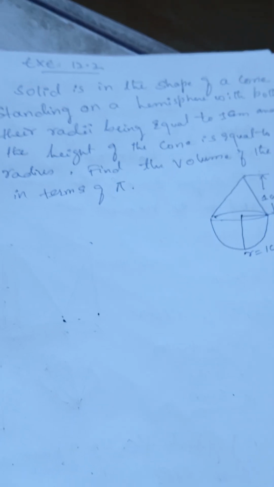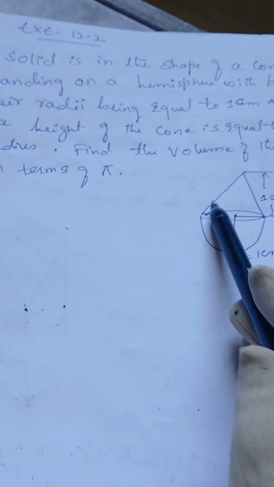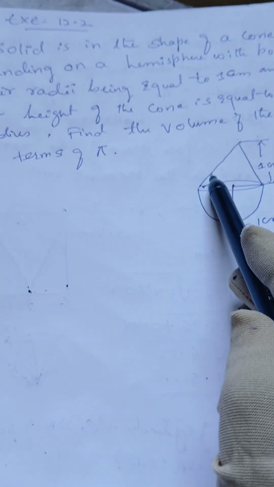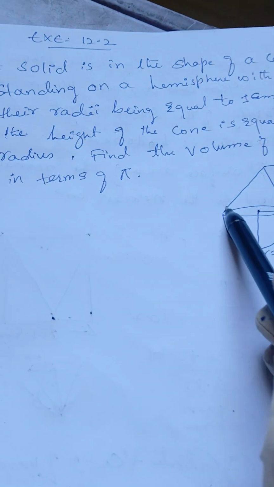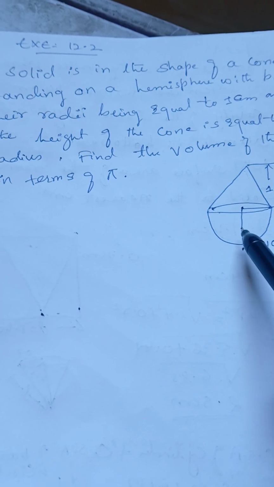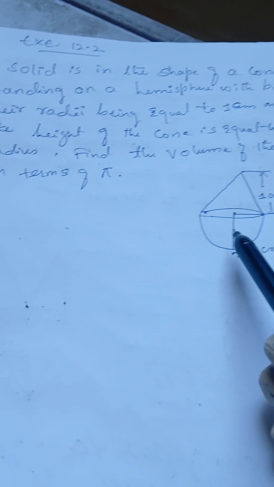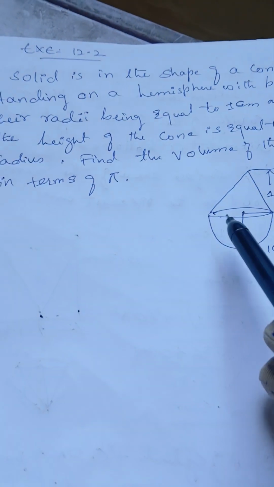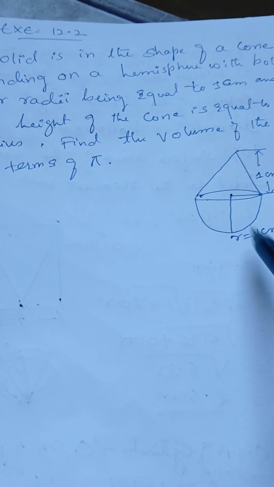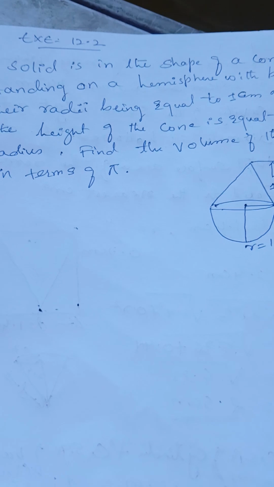Here the question is given as a solid in the shape of a cone. One solid is there, in the shape of a cone, which I have drawn here, and it is a cone standing on a hemisphere. This cone is standing over the hemisphere with both radii being equal to 1 centimeter, and the height of the cone is equal to its radius. So both the cone and the hemisphere radii are 1 centimeter. The height of the cone is the same as the radius, so that means it is 1 centimeter only.